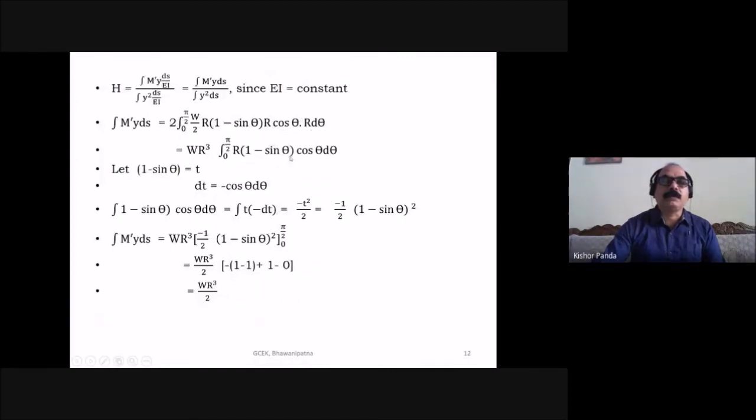Then after this simplification, you have to know how to take the integration here. So you take 1 minus sin theta is equal to t, dt is equal to minus cos theta d theta. Then you put this value here. After simplification, the integration of M dash y ds is equal to W R cube by 2.